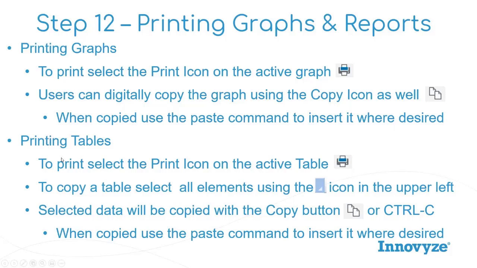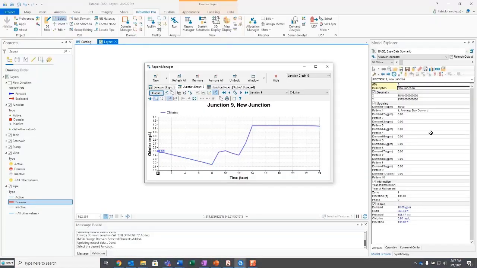Also in printing tables, you can print that as well. There's a print button for the report. Or something that's very useful, if you want to copy the data that's in there, in the upper left-hand corner of the table, you'll see this little triangular icon that will select all of the elements in the table so that you can either then hit the copy button or just use Control C, and then you can paste that data wherever you desire, whether it's Excel or Word. So let's go into the model and let's just show you how that is done.